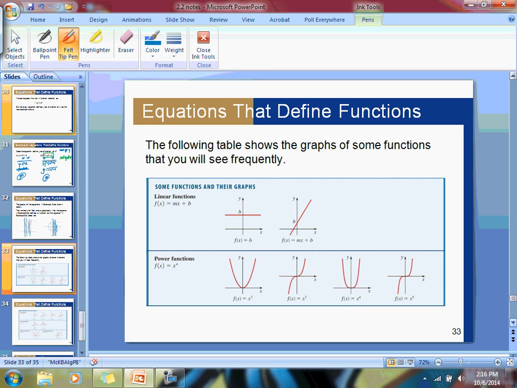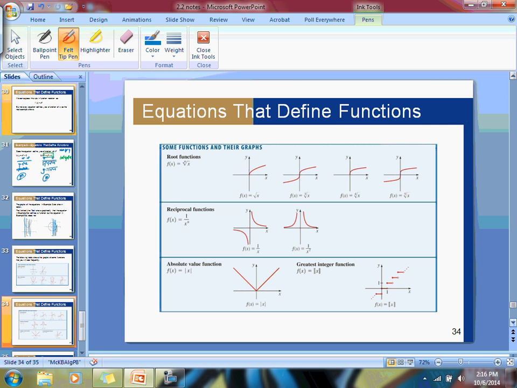And then your book has a nice chart in it that has some of the commonly used functions that we'll see. So here are some linear functions. You've got your horizontal, and then you've got your slope lines. You have your different powers: x squared, x to the third, x to the fourth, and x to the fifth. And then you have your square root functions: your square root, your cubed root, your fourth root, your fifth root.